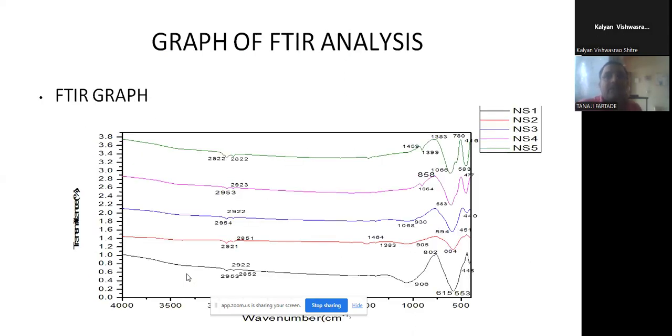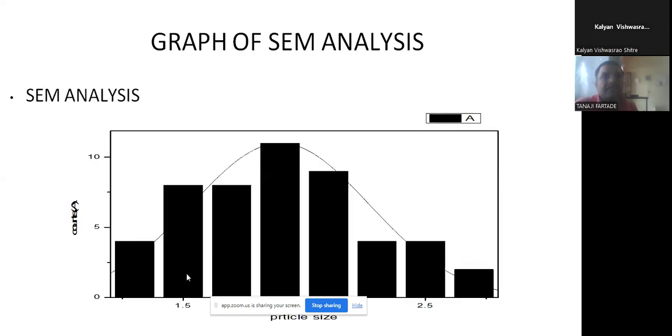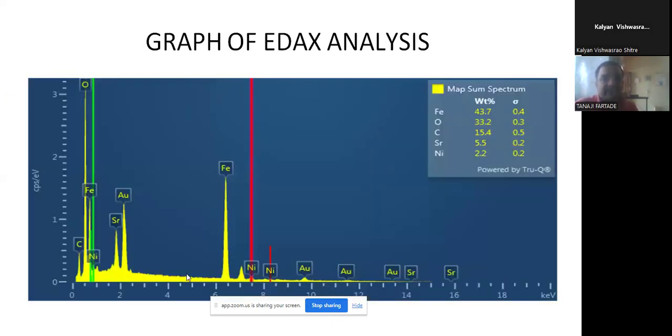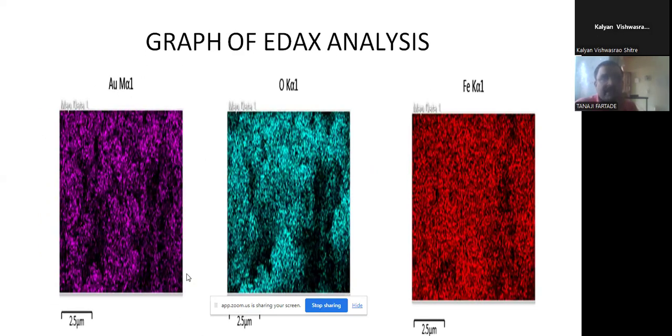This is the graph of FTIR analysis, the FTIR technique. This is the graph of VSM analysis. The VSM technique has been done by me. This is the graph of SEM analysis, particle size versus count. Graph of EDAX analysis. You can see here. These are the different images by the EDAX technique.